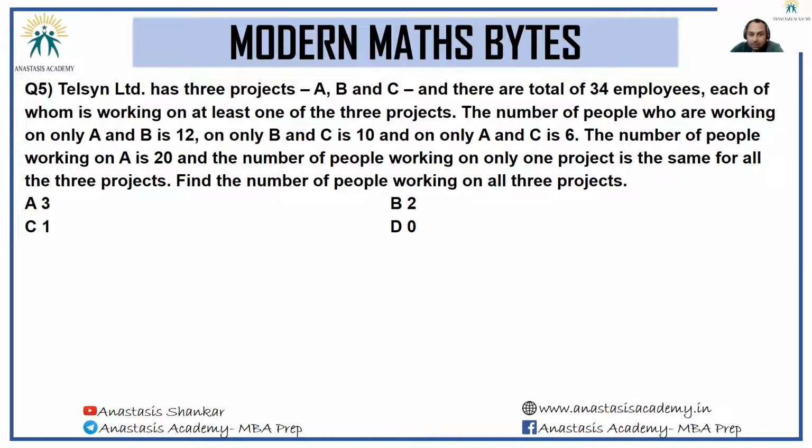Last one. Telsin Limited has 3 projects A, B, C, and there are a total of 34 employees, each of whom is working on at least one of the 3 projects. The number of people working on only A and B is 12, only B and C is 10, and only A and C is 6. The number of people working on A is 20. The number of people working on only one project is the same for all the 3 projects. Find the number of people working on all 3 projects.